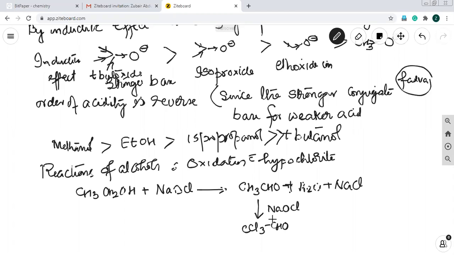Okay. CCl3CHO. What is actually happening? All the three hydrogens are getting removed and the Cl is getting replaced. So it is actually a chlorination which is occurring here. So plus 3 NaOH.